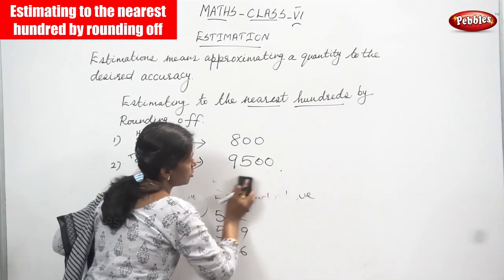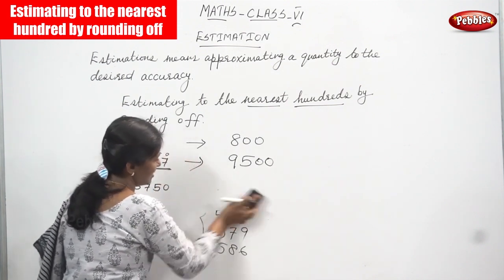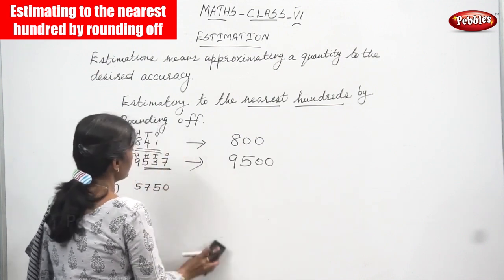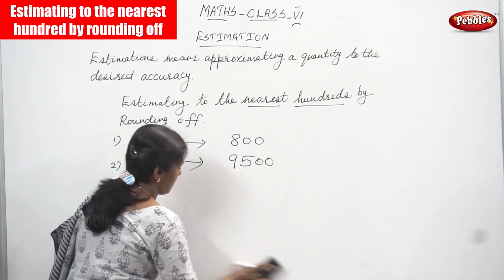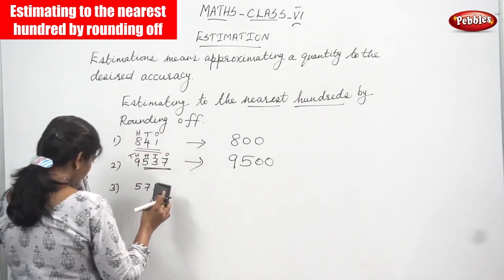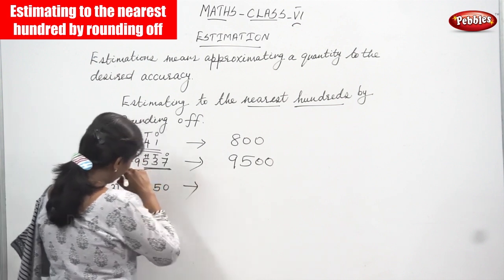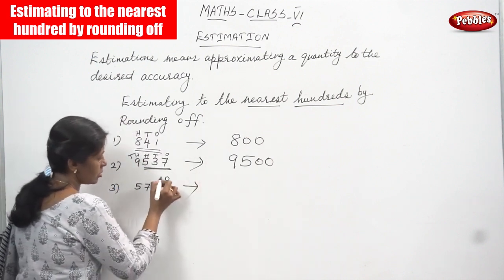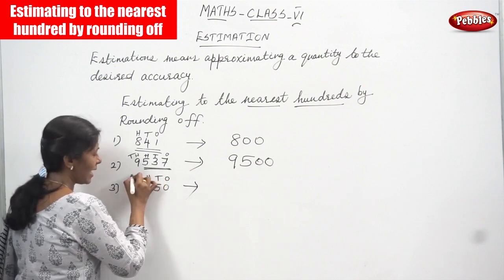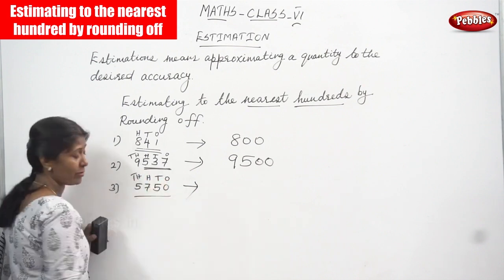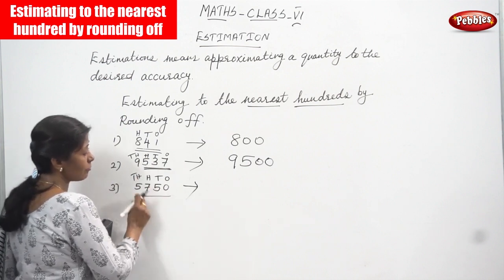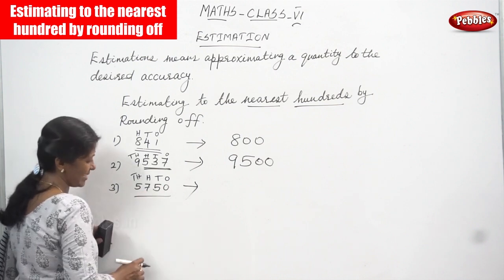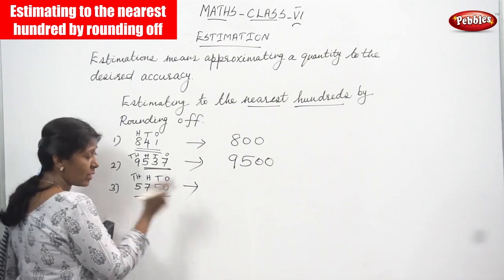Now we move on to the third sum. Which sum is it? Third sum. Okay, look at the third sum. So this is 5750. This is ones, tens, 100 and 1000. Okay, 5750. So look at this. You have to round off to the nearest 100. So only 750 you have to consider. 750. You know that very well.